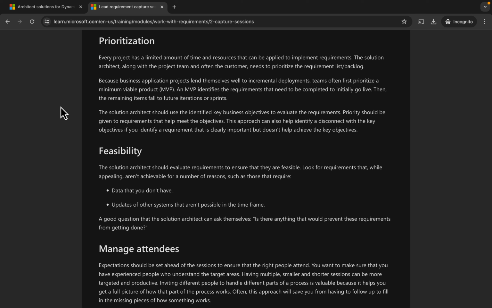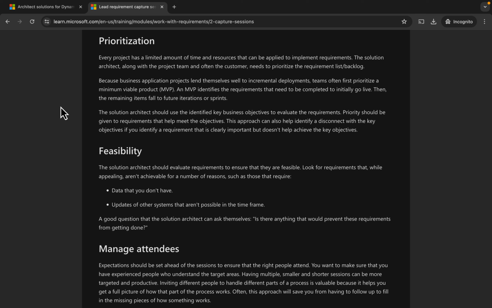Prioritization. Every project has a limited amount of time and resources that can be applied to implement requirements. The solution architect, along with the project team and often the customer, needs to prioritize the requirement list or backlog. Because business application projects lend themselves well to incremental deployments, teams often first prioritize a minimum viable product, MVP. An MVP identifies the requirements that need to be completed to initially go live. Then, the remaining items fall to future iterations or sprints.